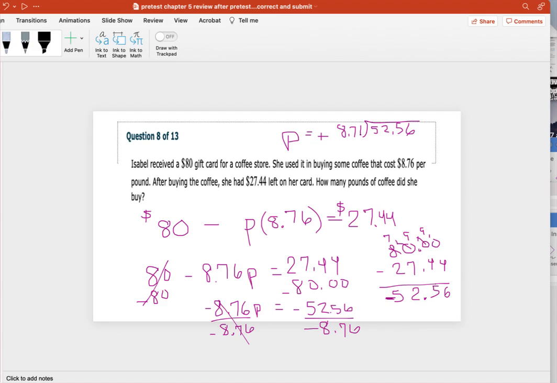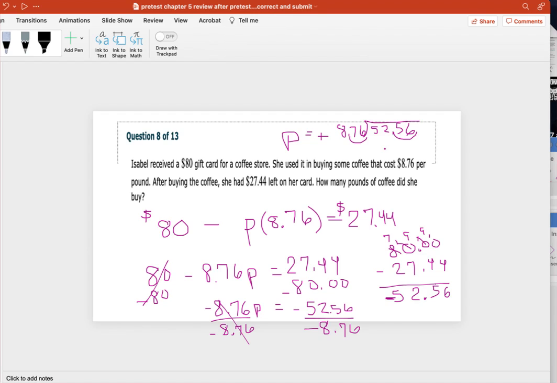8.76. Now, since we're dividing by a decimal, I'm going to move the divisor decimal over 2 and move the dividend decimal over 2 to match that. And now we're ready to divide. Now, we're going to call this 876. It won't go into 5. It won't go into 52. It won't go into 526. But it will go into 5,256.